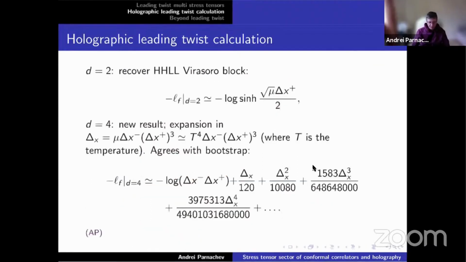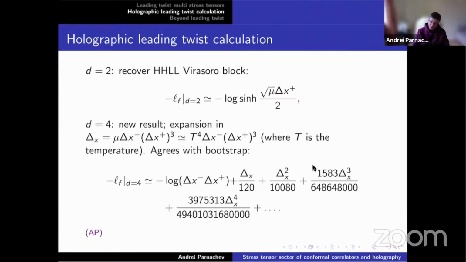So in particular, if you specify d equals 2, then you recover the Virasoro vacuum block. The Virasoro vacuum block, as I said, has been computed before and is naturally recovered. Things only depend on delta x plus there, not surprisingly. So in d equals 4, you get a new result.